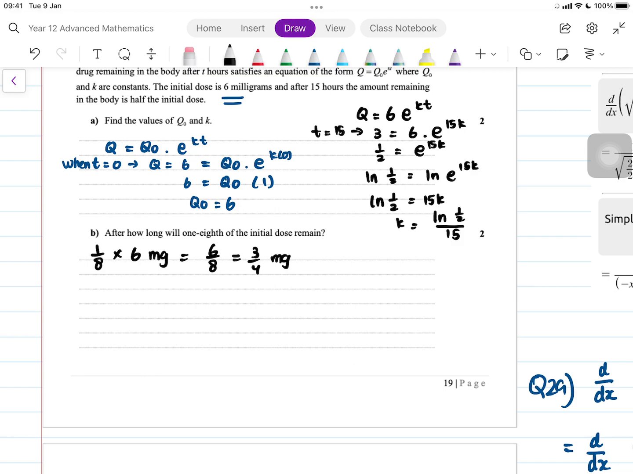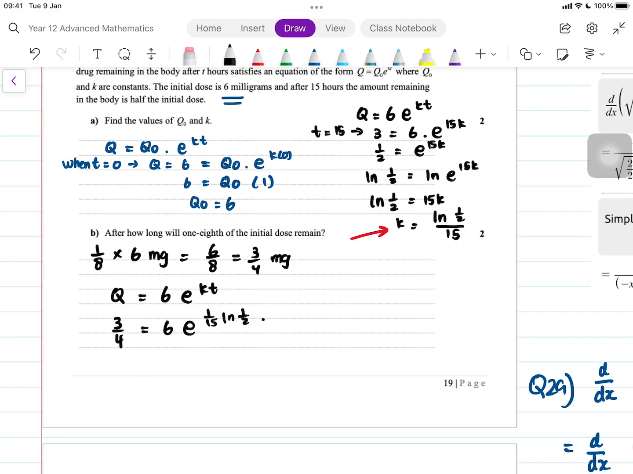Okay, so we can use the given formula to calculate this. Q equals Q0 e to the power of KT. Q0 itself is 6, we know that from our previous work, and we also know K already from our previous work. So we are going to use that. Now, the remaining amount of drug in the system is 3/4 milligram. That is equal to 6 e to the power of K t, where K is ln half over 15.